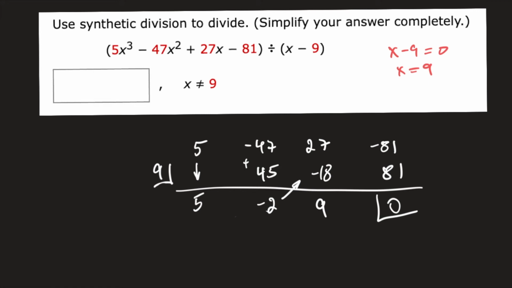So these are my coefficients. Since we started with x cubed as my degree, the new degree will be 5x squared minus 2x plus 9, and again the remainder is 0. So when you divide those two polynomials, this is what you get.